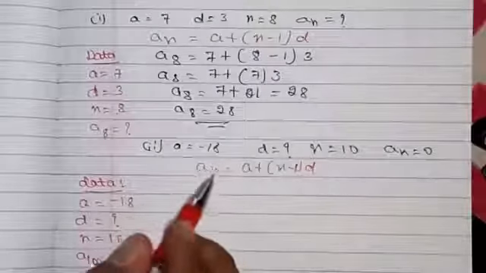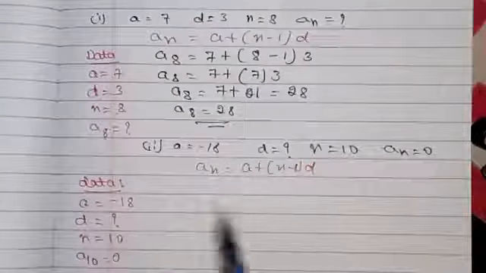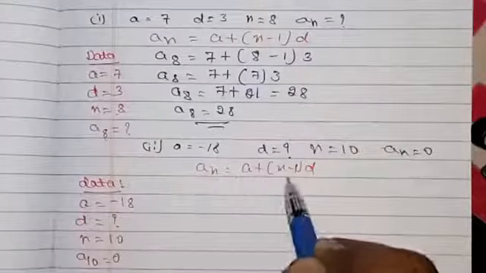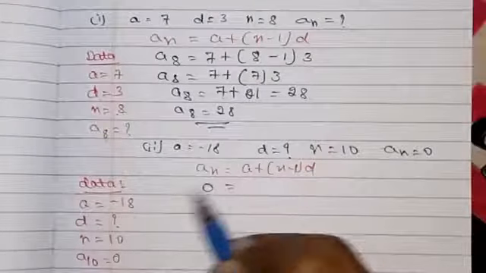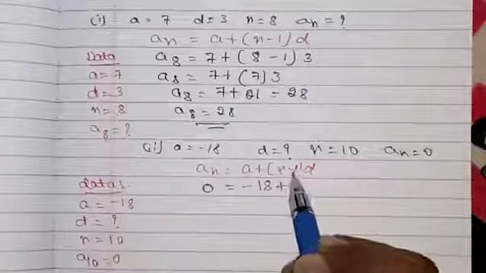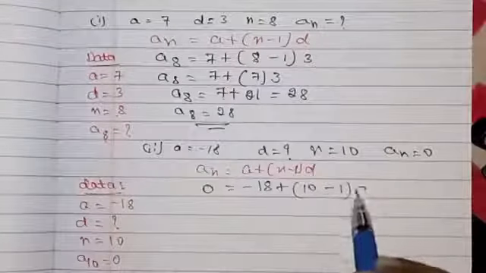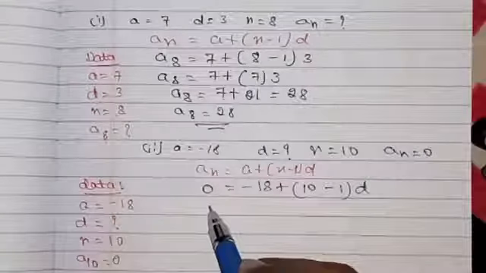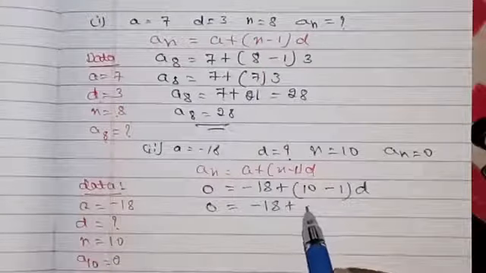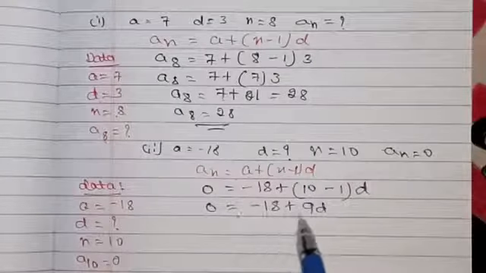Now you have the formula, you have the data, just apply the data to the formula. An is how much, 0. So therefore just apply the values in the place of an and d. So an is 0 is equals to a is minus 18 plus n is 10 minus 1 into d, which we need to find out. Now keep the 0 as it is, minus 18 as it is, plus 10 minus 1 is nothing but 9 into d is 9d. Now 0 is equals to minus 18 plus 9d.